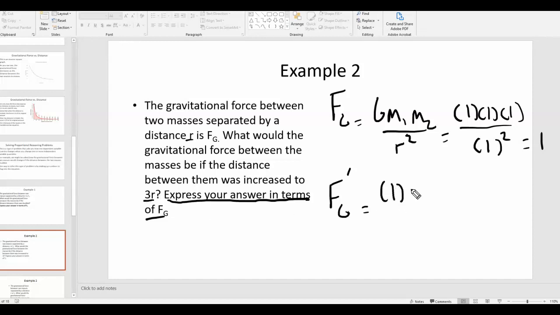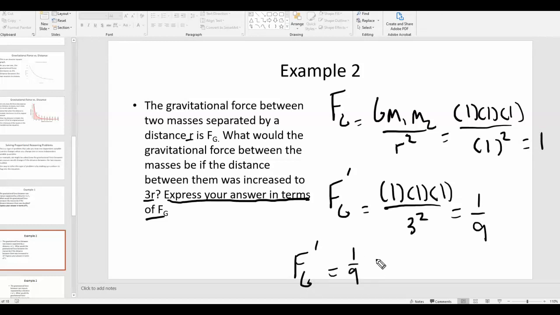Okay, so everything stays the same except instead of r, it's going to be 3r. So that means instead of 1 squared, it should be 3 squared. So 1 times 1 times 1 is 1, and then 3 squared is 9. And then you compare the two answers. This is 1, this is 1/9. So the answer to the question should be 1/9 times Fg.